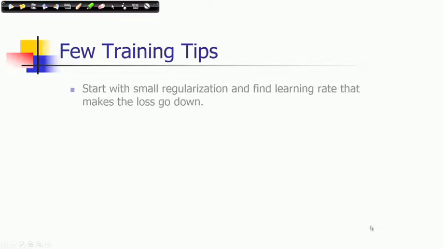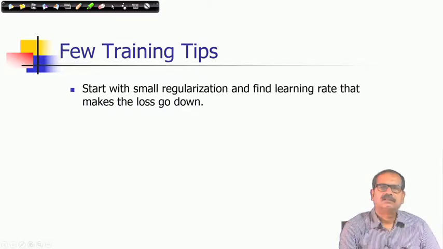So, there are a few training tips that I would like to provide here. You should start with small regularization and find a learning rate that makes the loss go down. There is a loss function, and you have the regularization term and also the loss due to the cross entropy term, for example. So, it is a linear combination. Start with the regularization component, keeping it small.